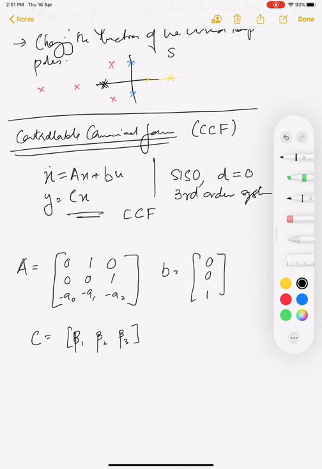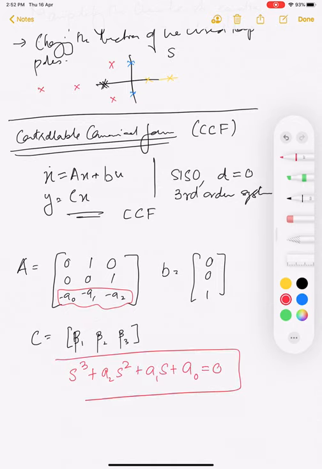So what is the characteristic equation for this system? You already know that this system actually has these coefficients in the denominator, right? So the characteristic equation for this system, since it's a third order system, would be something like this: s cube plus a2 s square plus a1 s plus a0 equal to 0. Now the behavior of the system would be primarily governed by this characteristic equation, because this determines the location of the poles of the system, right?